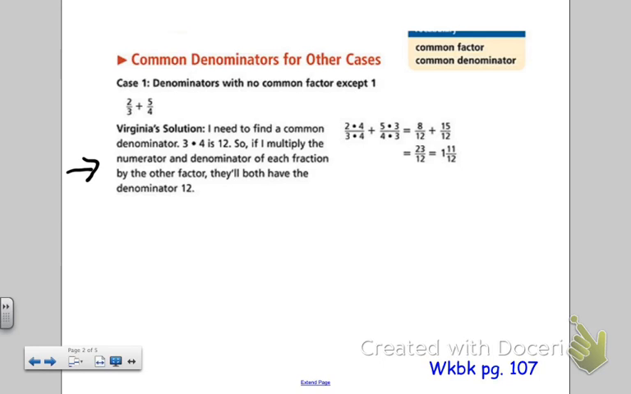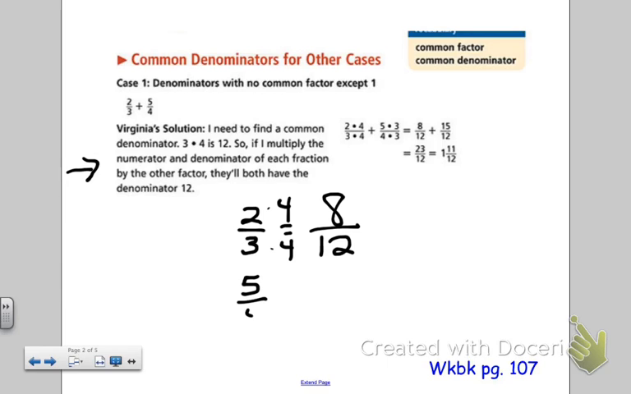Now, Virginia's strategy is to find a common denominator just by multiplying the denominators. 3 times 4 is 12. So if you multiply 3 times 4 to get 12, obviously, 3 is a factor of 12 and 4 is a factor of 12. So that could work out. Take your 2/3, turn that into a certain number of twelfths. 3 times 4 gives you 12. Do the same thing to the numerator. Now you have 8 twelfths.